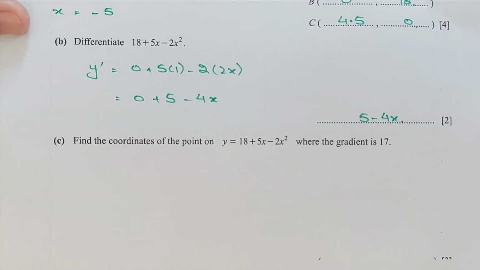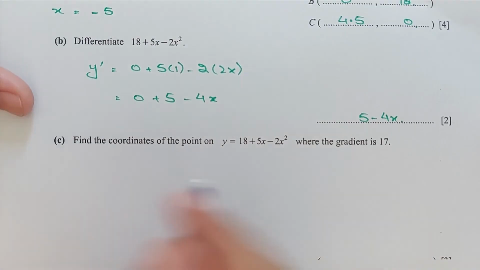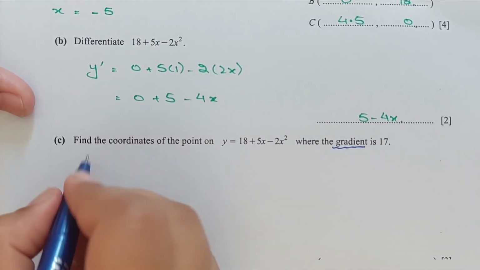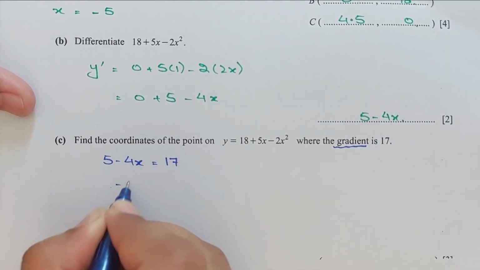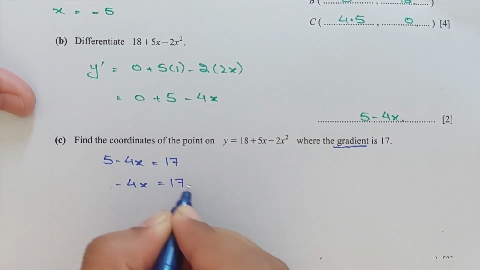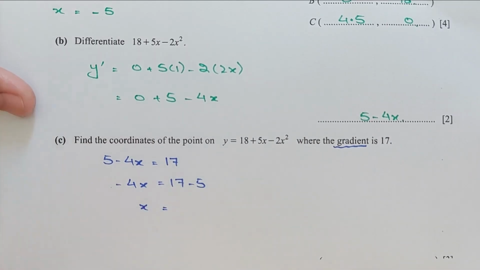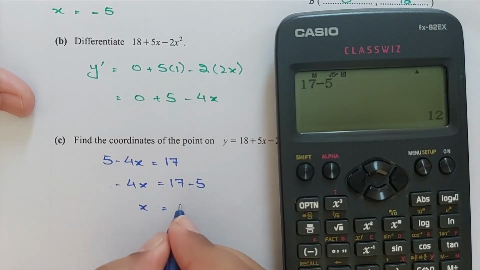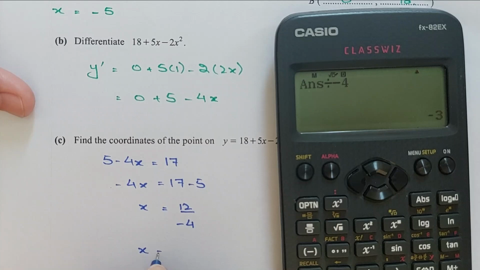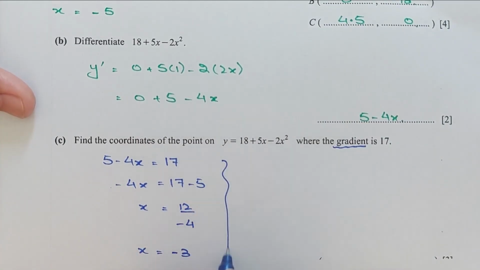Part C, find the coordinates of the point on y where the gradient equals to 17. Where the gradient is 17, gradient is the derivative, so derivative is 5 minus 4x, this is equals to 17, minus 4x is 17 take away 5, and x should be equals to 17 take away 5 is 12. Yes, 12 divided by minus 4, x is equals to negative 3. That is the x coordinate, and for the y coordinate you have to plug it in.